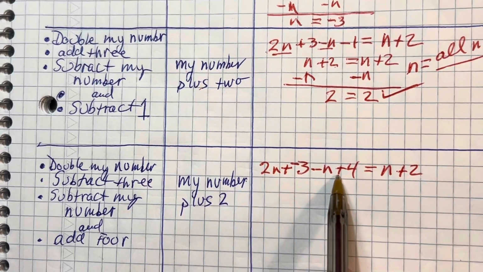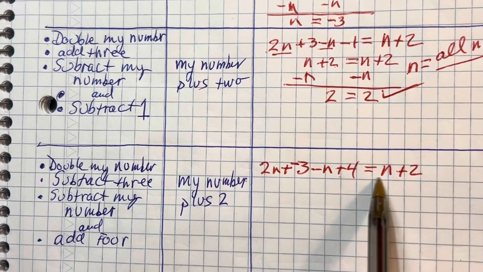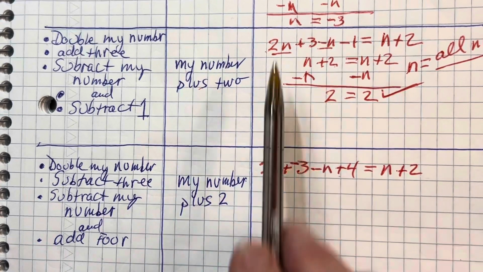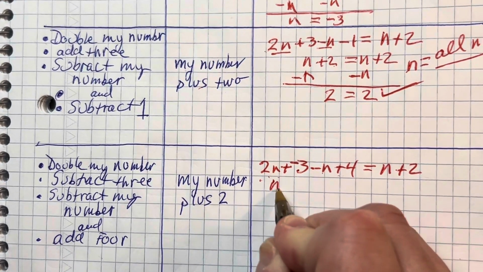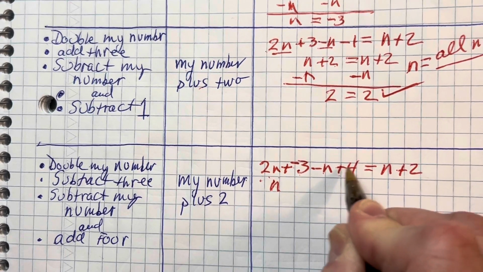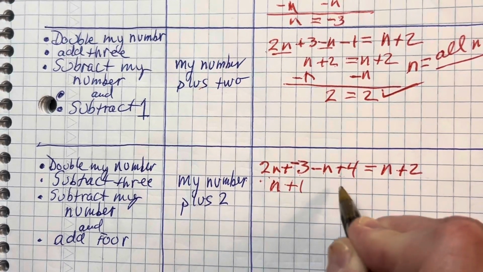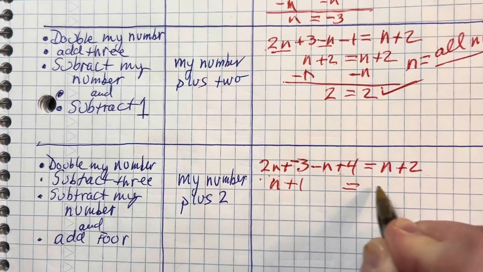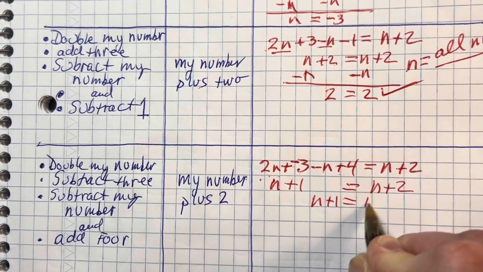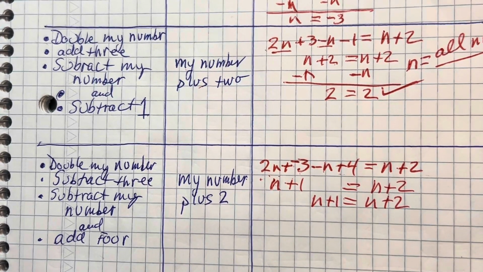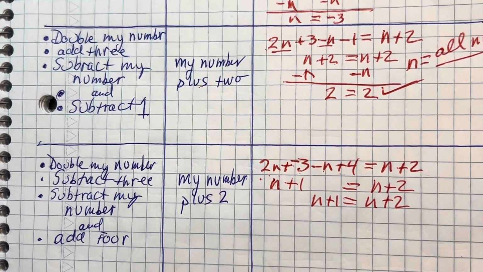So does this equal n plus 2? I wonder. 2n minus n would be n, and negative 3 plus 4 is plus 1. So we have n plus 1 equals n plus 2. I don't think that's going to be true, ever, no matter what I pick for n.